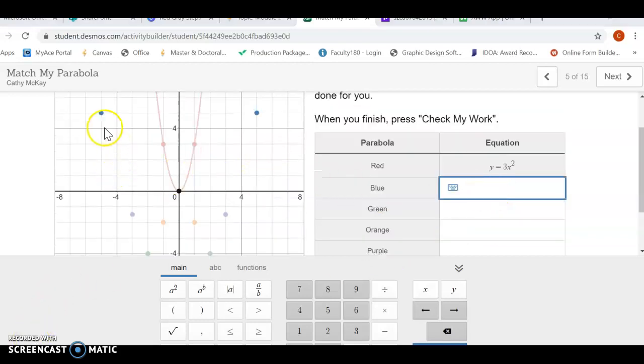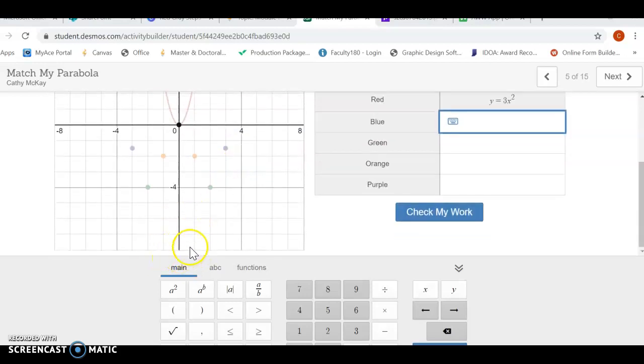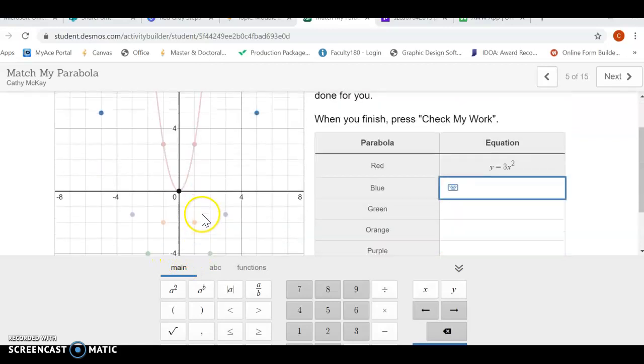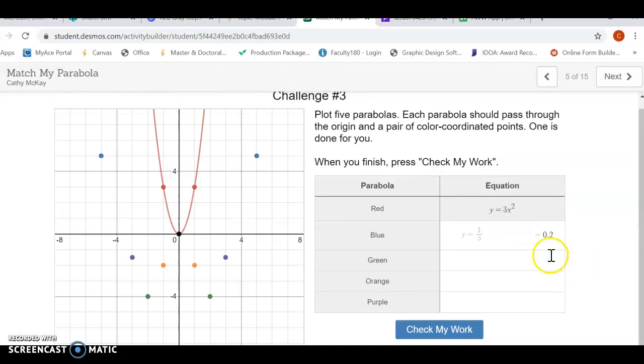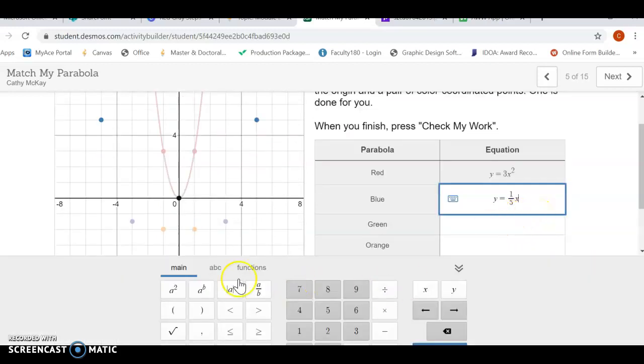Now for the blue one, notice how that one's going to be a little bit larger. So right away I'm thinking it is going to have to be a fraction, and that's going to be the coefficient of the x squared. Now unfortunately I don't see the vertex of it, but my guess is it's going to be at that 0 mark. So what I'm going to do is count 1, 2, 3, 4, 5 lines over. So this could be y equals 1/5 x squared.